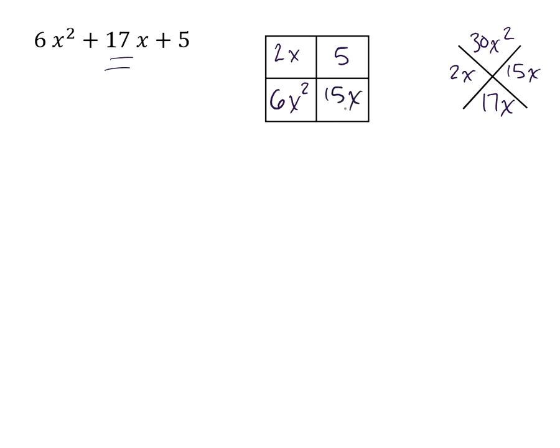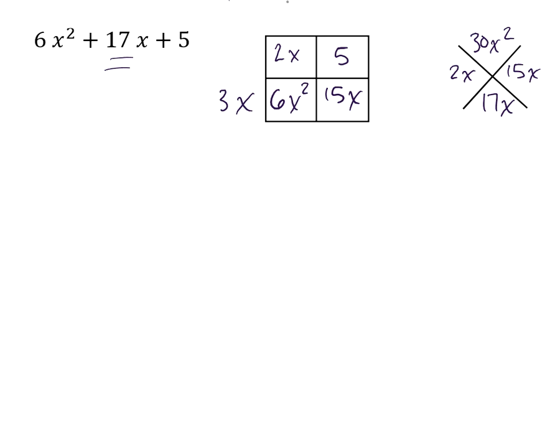Do look at the fact that now the diagonals are equal to each other, right? I've got 30x squared on this diagonal, and I have 2x times 15x, which is 30x squared, on this diagonal. So my diagonals are indeed equal to each other. Now I'm going to pull out the greatest common factor for these two terms. I can see both of those can be divided by 3, and they both have a common factor of x. So I'm going to bring out 3x.